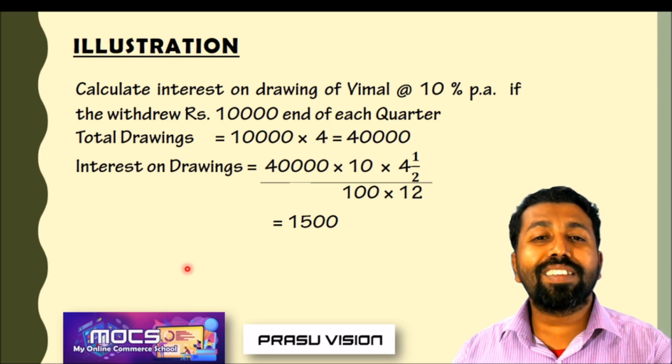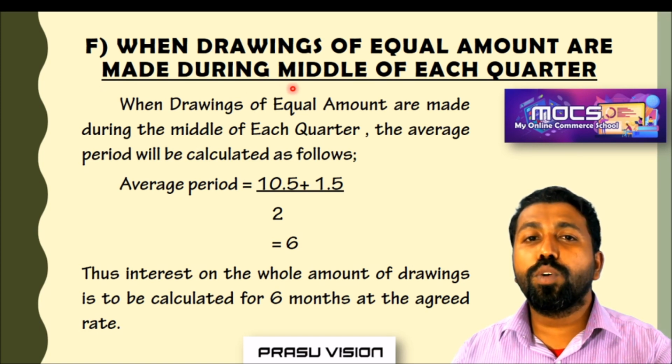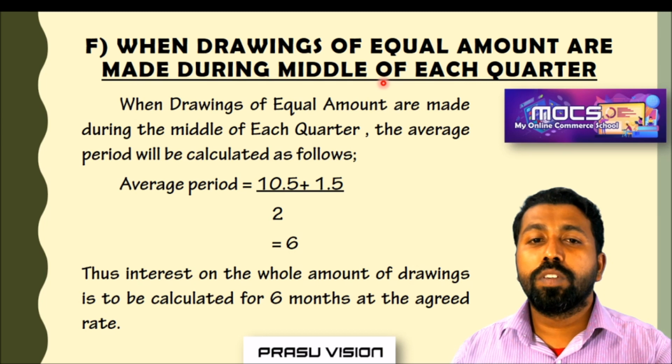We are moving to the sixth case. The sixth case is related to quarterly withdrawings, and in this case, the withdrawing is made during the middle of each quarter. Not middle of the month, middle of each quarter. So middle of each quarter means 1.5 months. So average period will be time left after first drawings, 1.5 months.